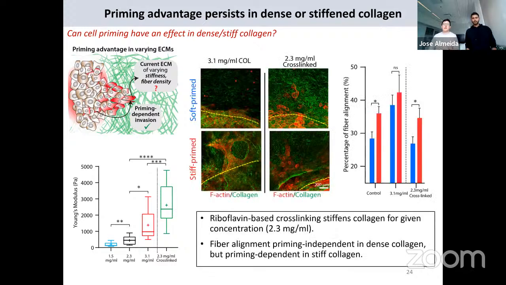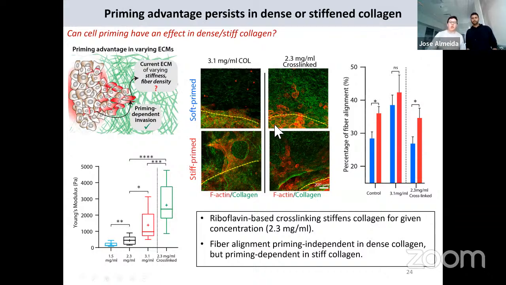We used riboflavin to cross-link this. Our control concentration is the same amount of collagen. It's just that the fibers are more cross-linked. And as you can see, it's a lot stiffer. And we found that the fiber alignment is priming independent for the dense collagen case, but it is priming dependent for the stiff collagen case.